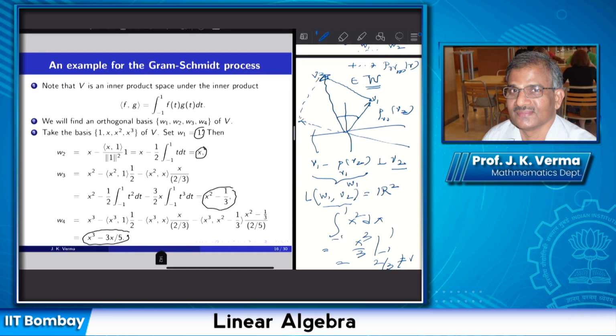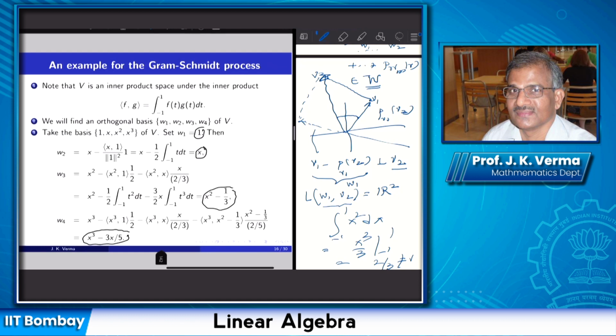These 4 polynomials are going to be mutually perpendicular. Their length may not be 1, but I can divide by the length. To find the length of a vector, I have to just take the inner product of the vector with itself, and then take the square root, that is the length. So we can always convert these 4 vectors which are mutually perpendicular into 4 vectors which are mutually perpendicular and of unit length after dividing by the length. And we can get an orthonormal basis.